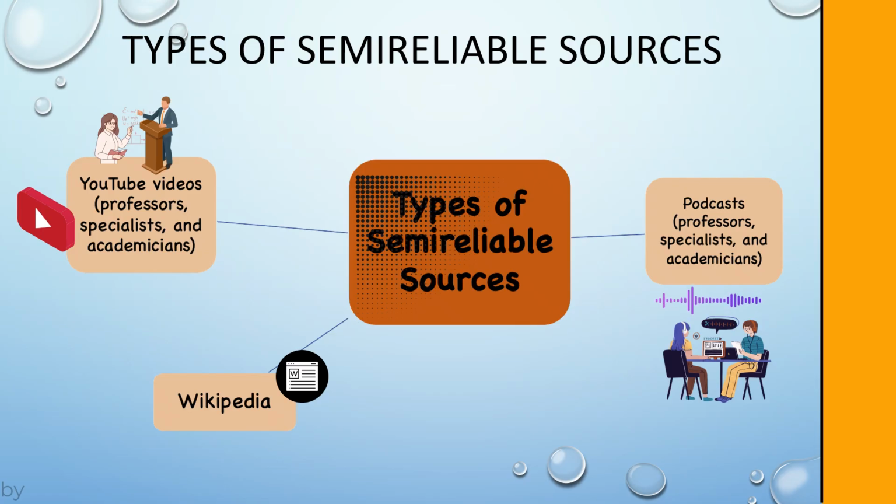Types of semi-reliable sources. For example, podcasts, Wikipedia, and YouTube videos. By the way, since we are going to write the research project based on APA 7th edition as a citing style, these can now be cited. So we are going to call them semi-reliable. It means that podcasts, YouTube videos, and Wikipedia express the idea of the speaker, not something officially stated by the person who wrote the book, for example.